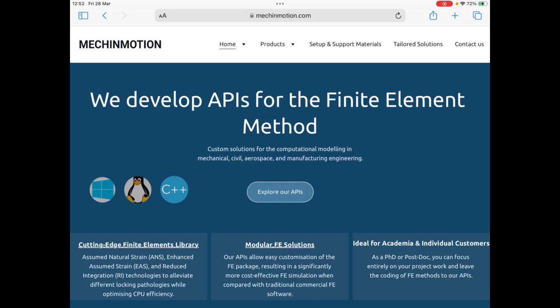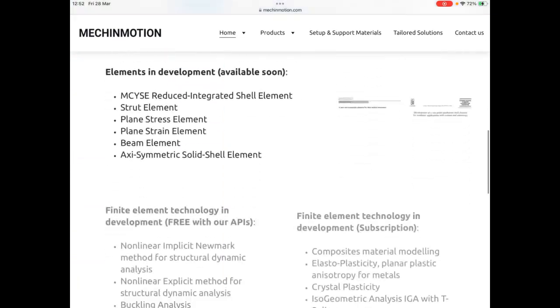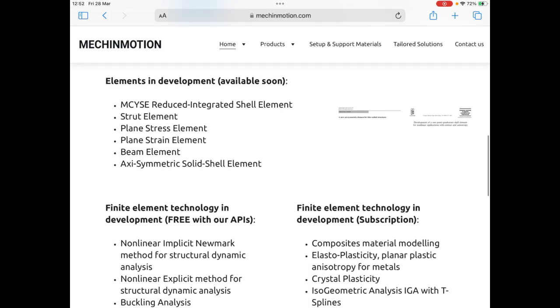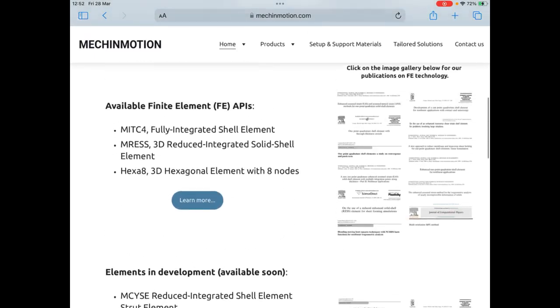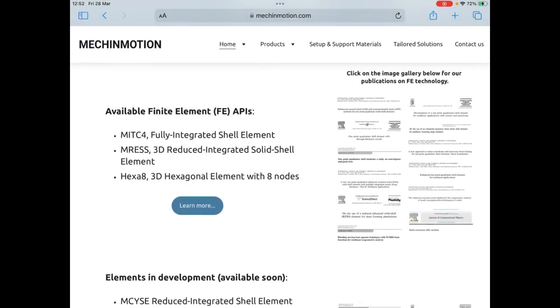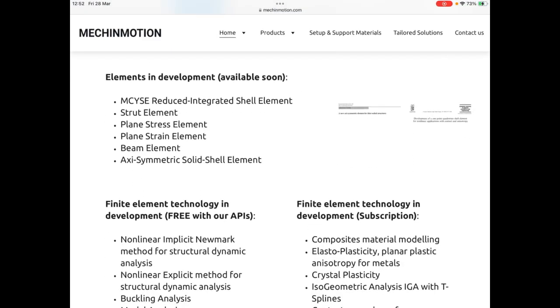So basically the idea of this is to develop modular tools for the finite element method, which include many different types of elements. At the moment we have the full integration shell element, the reduced integration solid shell element, and the fully integrated solid element already available. But we are also developing more finite elements and making them available.